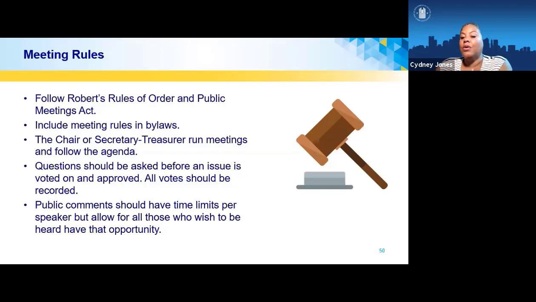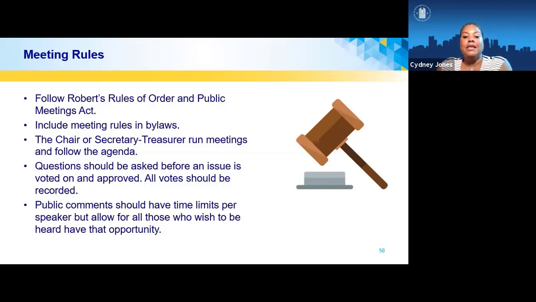So a great way to limit having any one person monopolize the meeting is to put time limits on speakers so that you allow everyone to speak and have an opportunity to be heard, but not have long drawn out discussions that would prolong the meeting. So you can limit the amount of time any one person can speak during the public comment period. Let's take a look at the next slide.